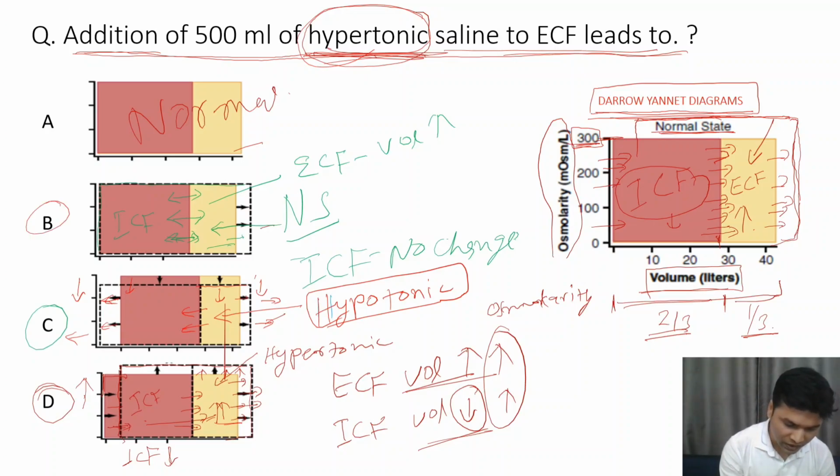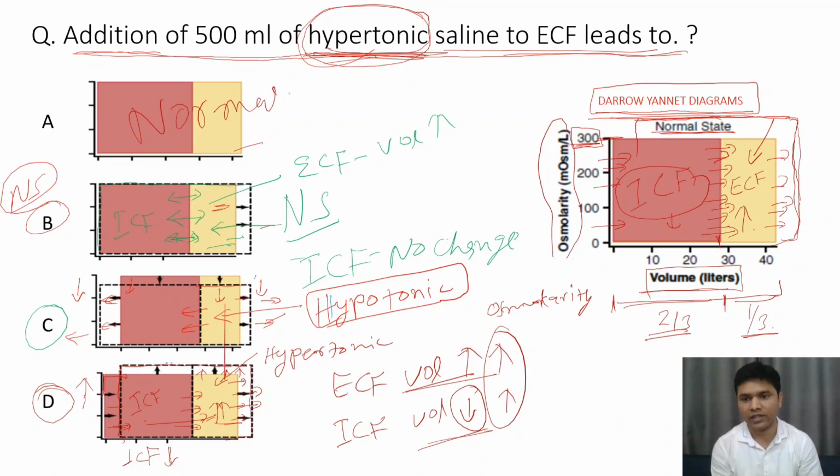So in the case of normal saline, only the extracellular fluid space is going to increase in volume, because the osmolarity is the same, so no fluid will move from extracellular fluid to intracellular fluid, and there is no change in osmolarity. Only the extracellular fluid volume will increase. Okay.